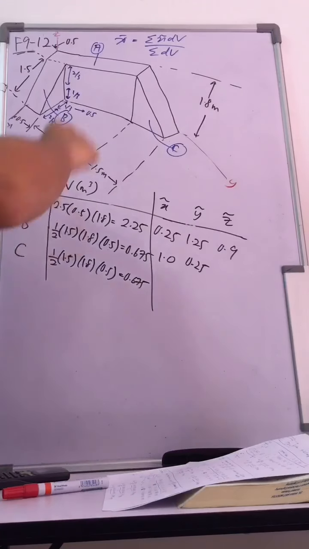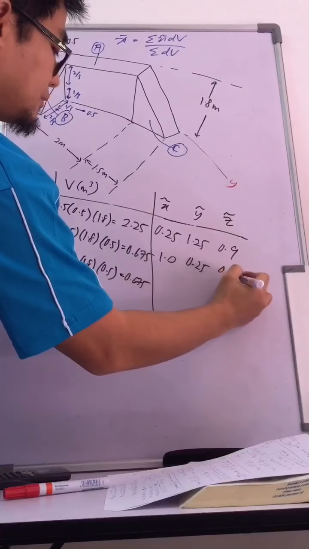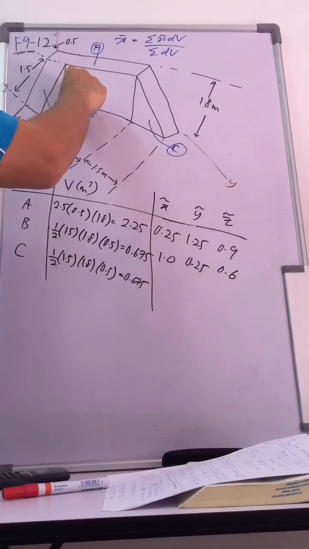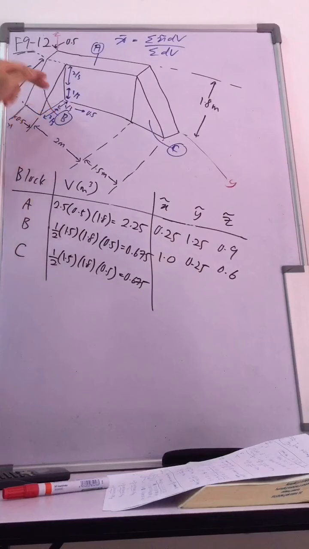Okay, so how much is it? So it will be 1/3 of 1.8, which means that it is 0.6 meter. It's okay. 0.6, 1.2 and 1.8, isn't it? The height. And C, go to C.